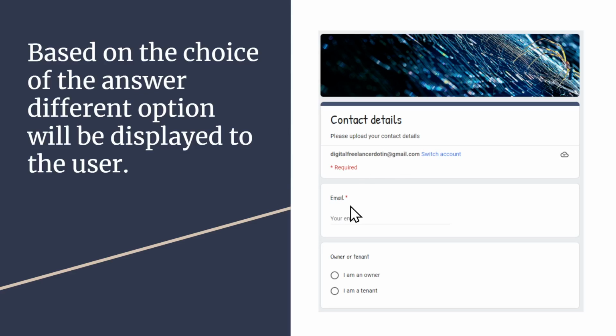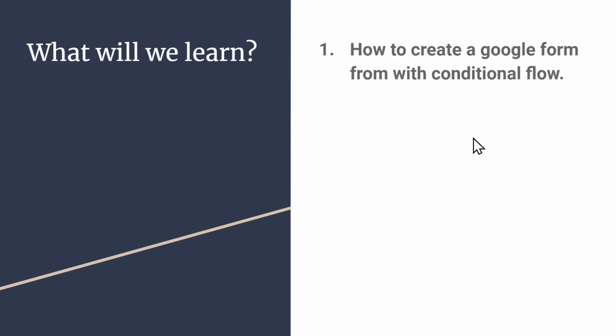So here we are going to collect the email and details of the residents of a building. The residents of a building could be an owner or a tenant. So when he selects owner and goes next, the questions that will be displayed will be different, and for the tenant also the questions will be different. And let's see how to accomplish it.